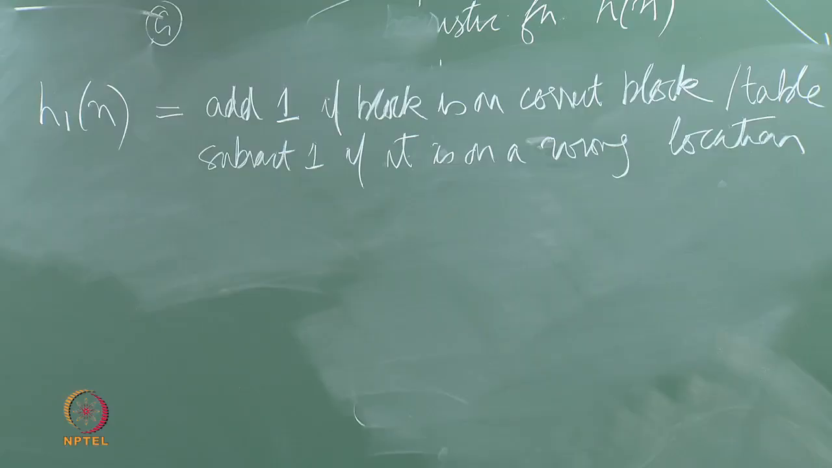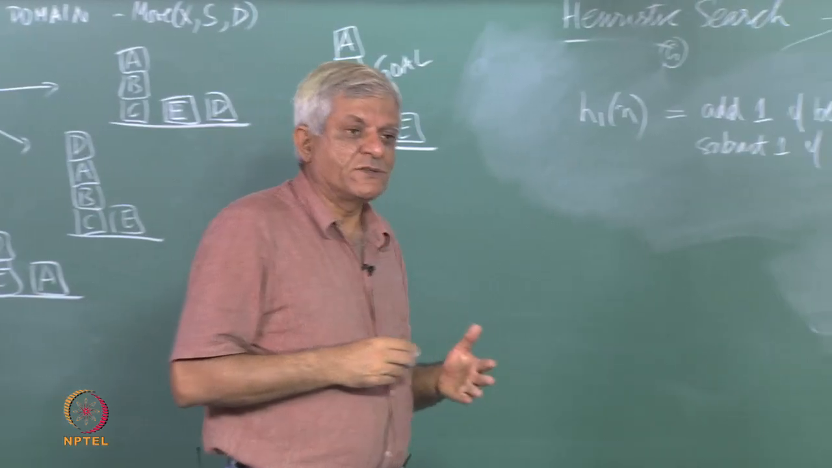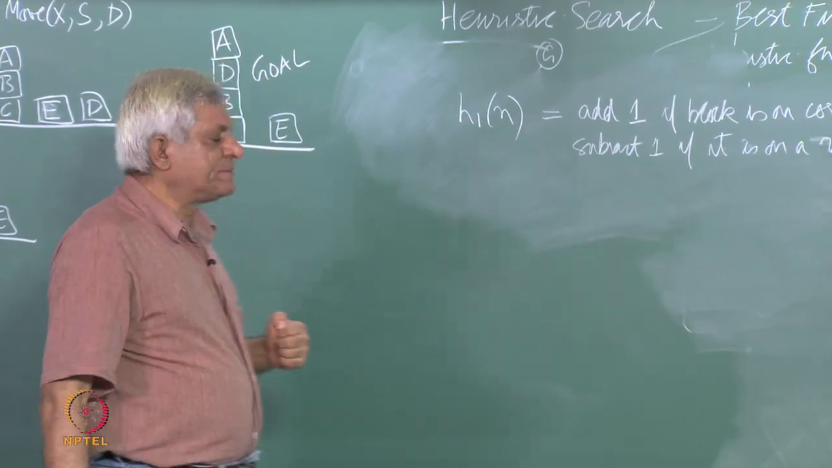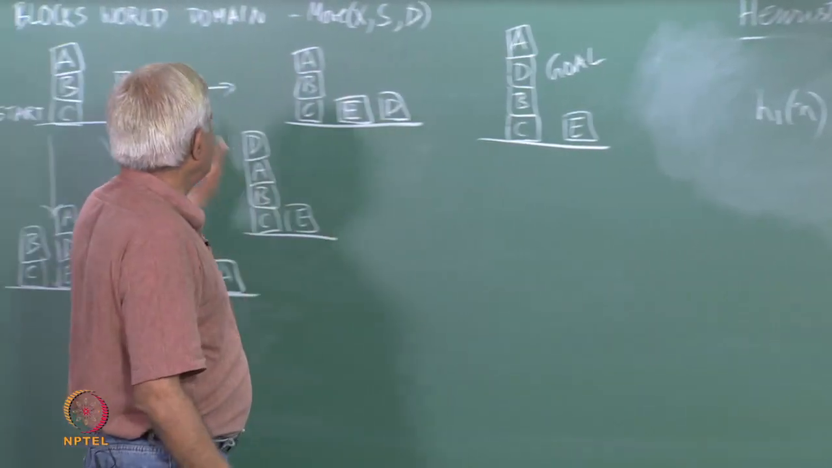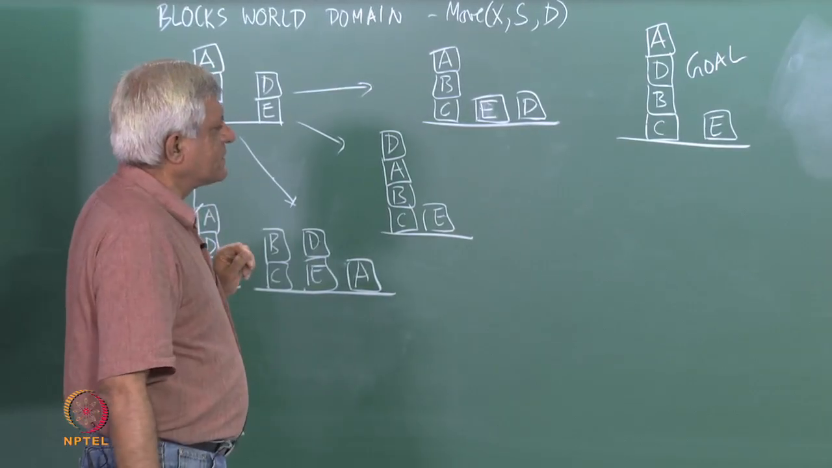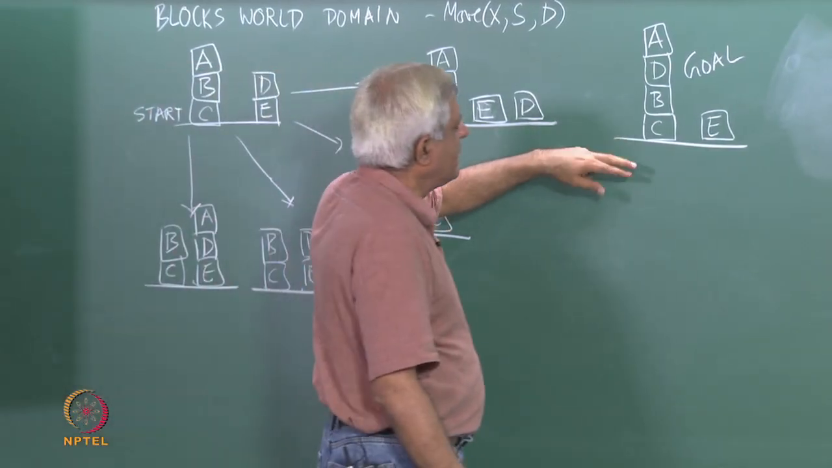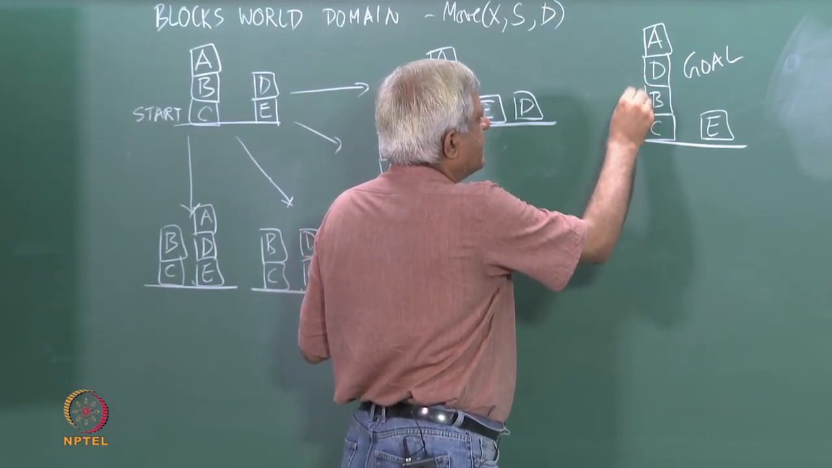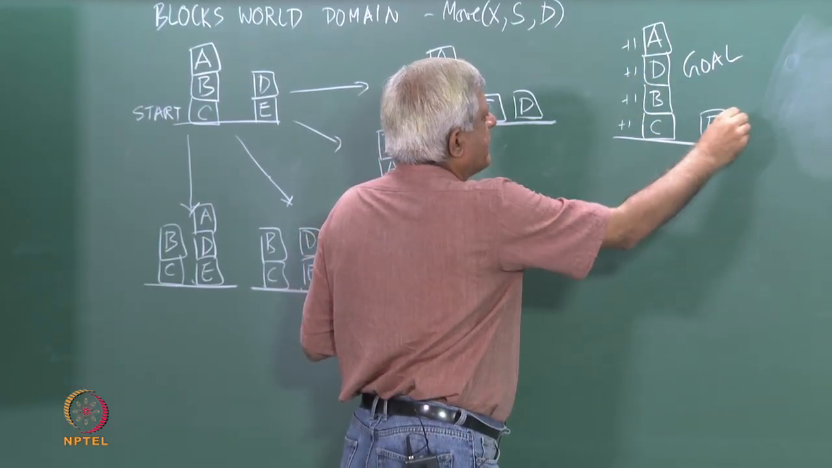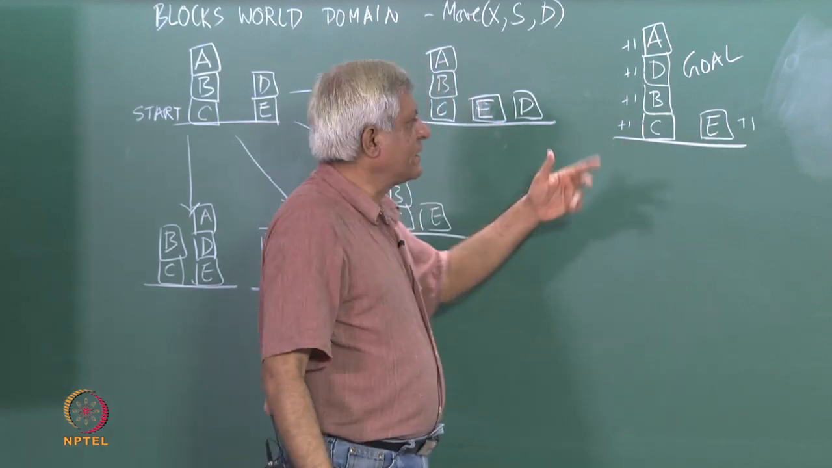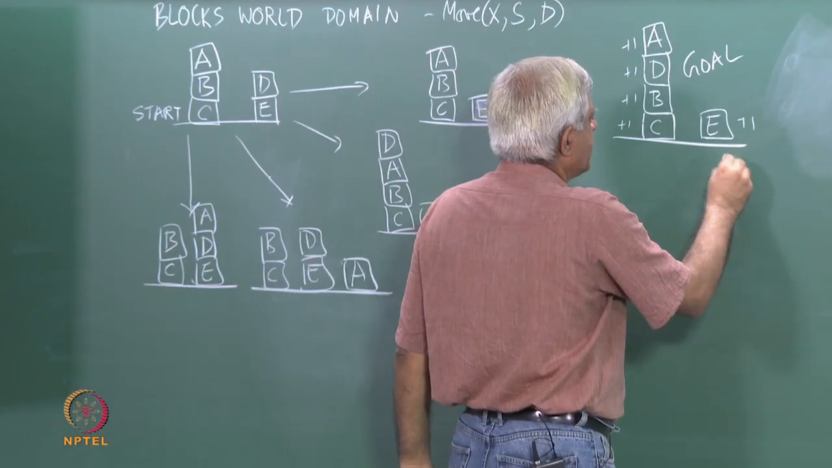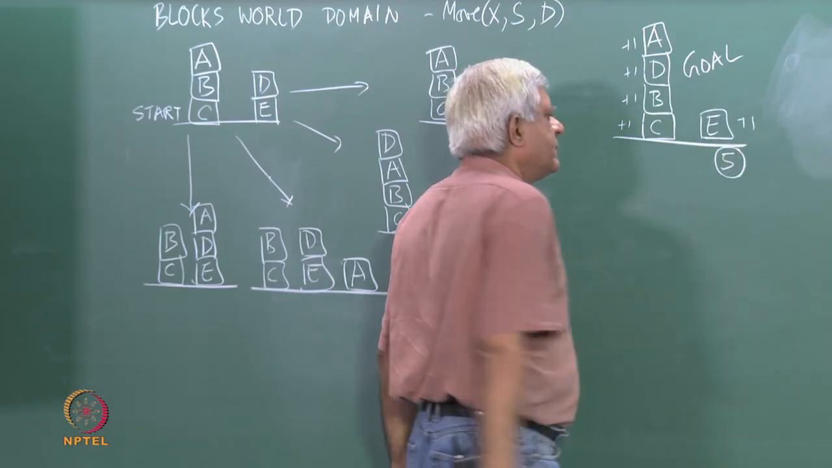So, this gives us a function which only looks at the state. The idea of a heuristic function is that it should be computationally cheap essentially. You just look at a state and get a value out of it. So, let us just give heuristic values for all these states. Let us start with the goal. For this we will have +1 for this, +1 for this, +1 for everything, because everything is on the correct place. So, the heuristic value of the goal is 5, or +5.